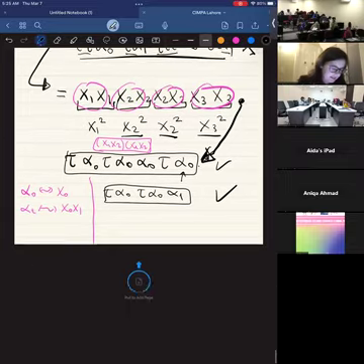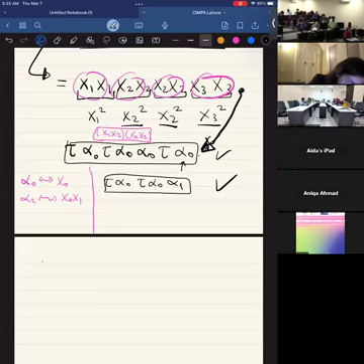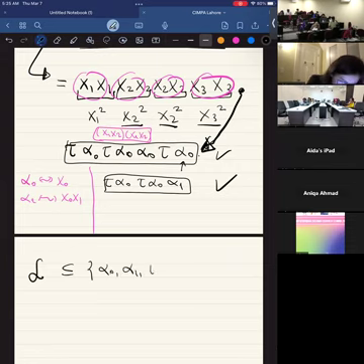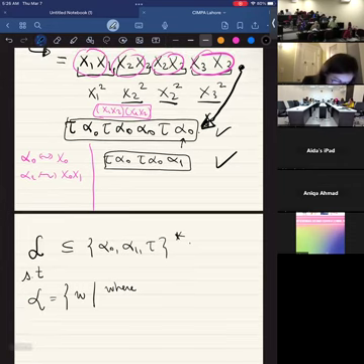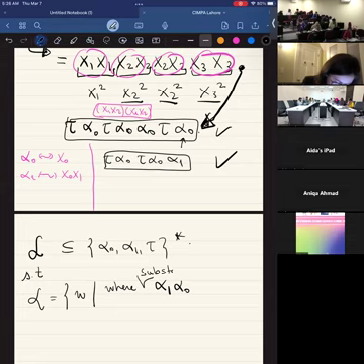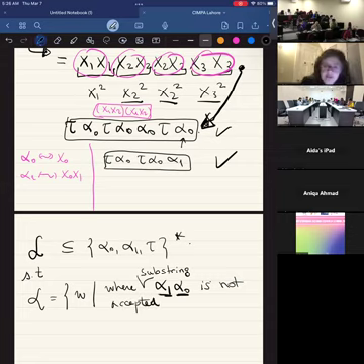And so what I claim now is that in this situation, I take L, a subset of the words over alpha 0, alpha 1, tau star, such that L is all words w where the only condition I put here is that the substring alpha 0, alpha 1, alpha 0 is not accepted. In other words, alpha 1 cannot be followed by an alpha 0.